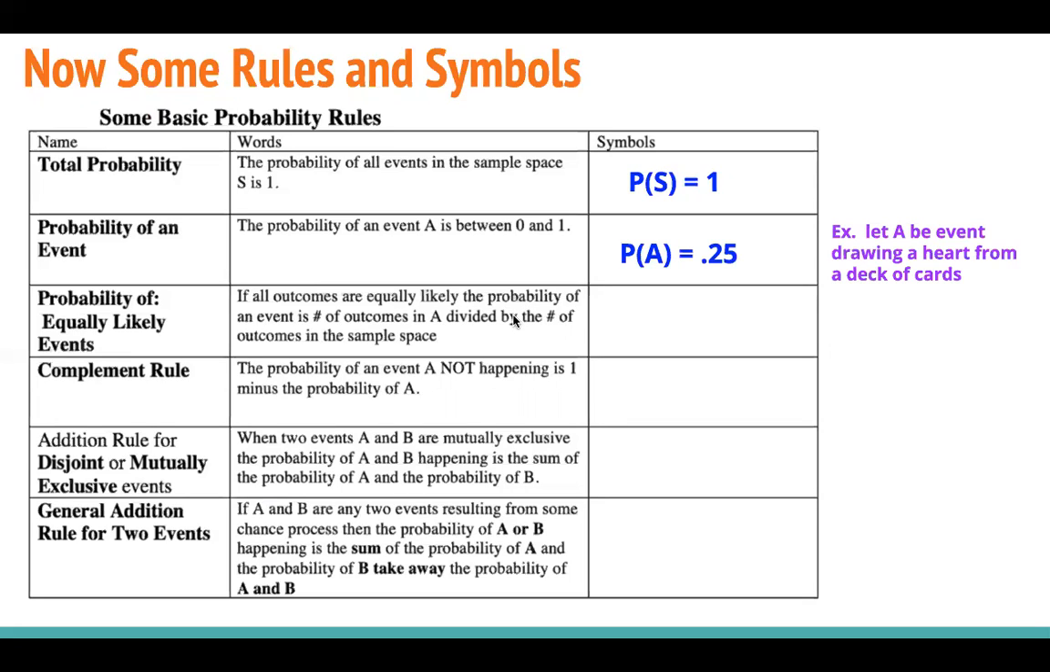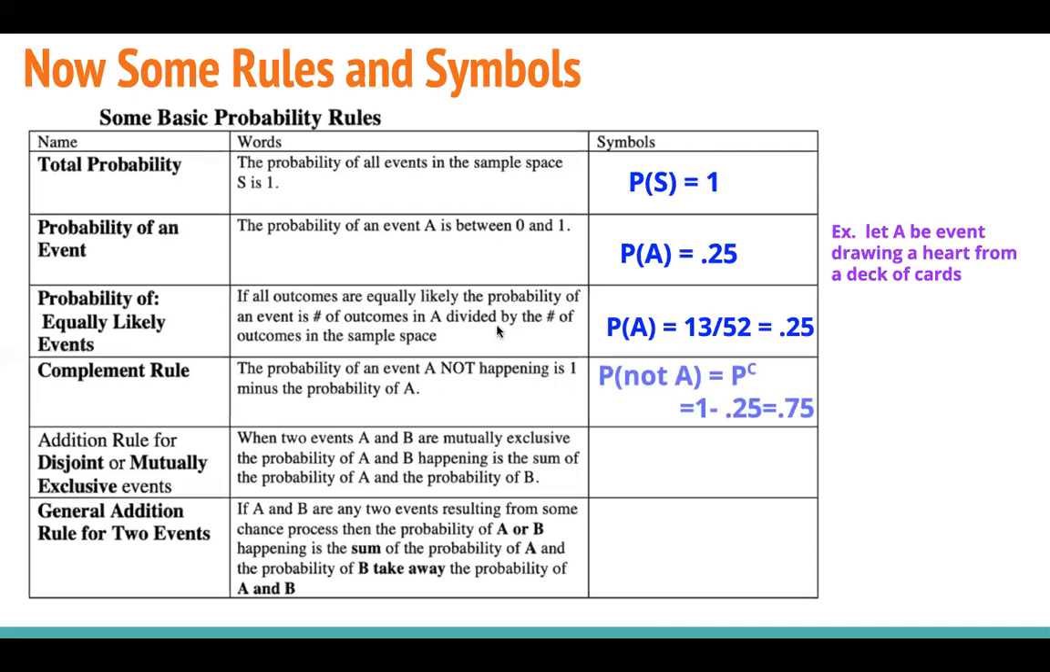The probability of equally likely events is the most simple case. If all outcomes in my sample space are equally likely, the probability of an event is the number of outcomes in that event A divided by the number of outcomes in the sample space. So let's go back to A being the event of drawing a heart from the deck of cards. Well, how many hearts are there in a deck? There's 13 of those cards, and then there are 52 cards. So all I have to do is divide 13 by 52, which is where I got that 0.25.